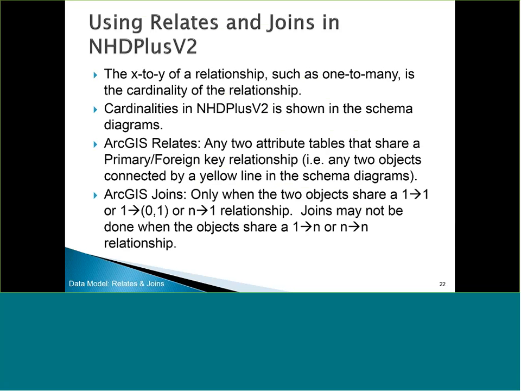The X to Y of a relationship, such as one-to-many, is the cardinality of the relationship. Cardinalities in NHD Plus V2 are shown in the schema diagrams. ArcGIS relates only to attribute tables that share a primary foreign key relationship, i.e., any two objects connected by a yellow line in the schema diagram.